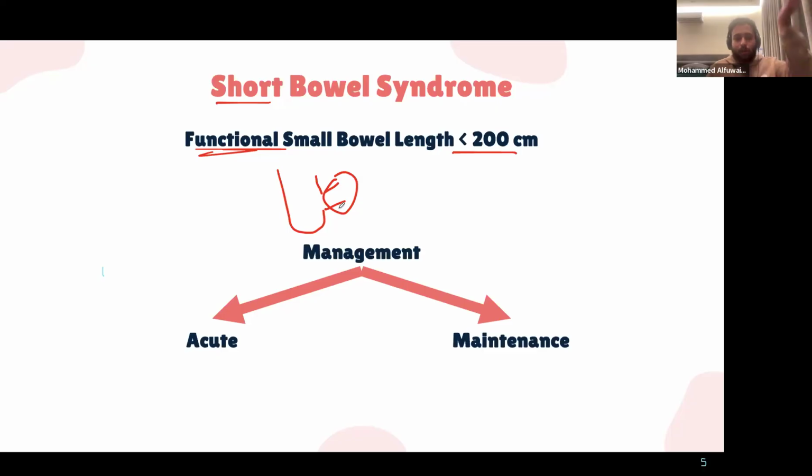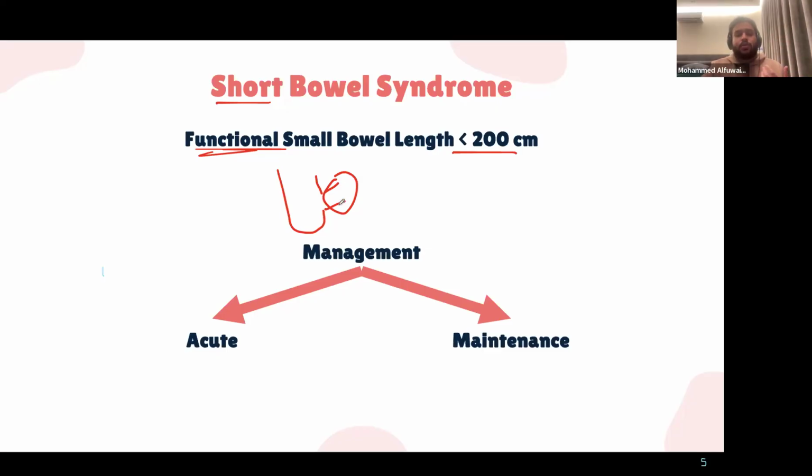Cholesterol synthesis will go up. So what will it form with increased cholesterol synthesis? What's the complication? Cholesterol gallstones. Excellent. Good. So they will present with cholelithiasis, cholecystitis, and so on. Because of this cholesterol increase.